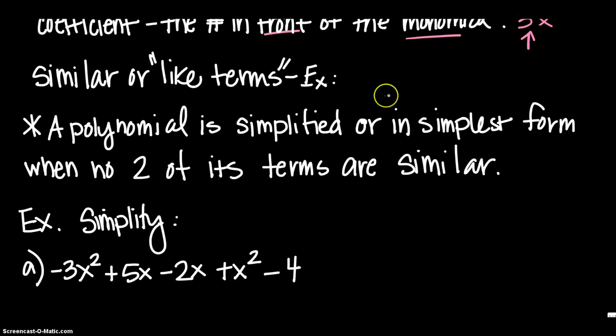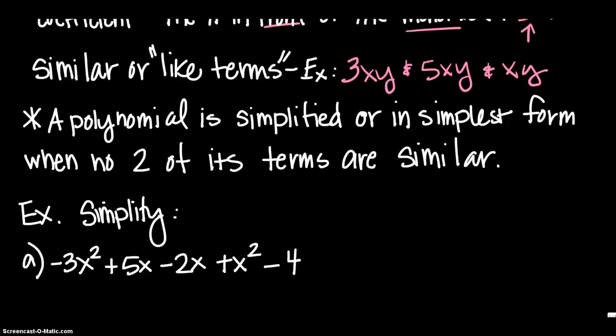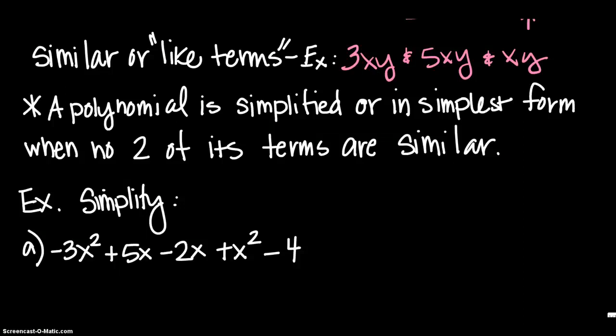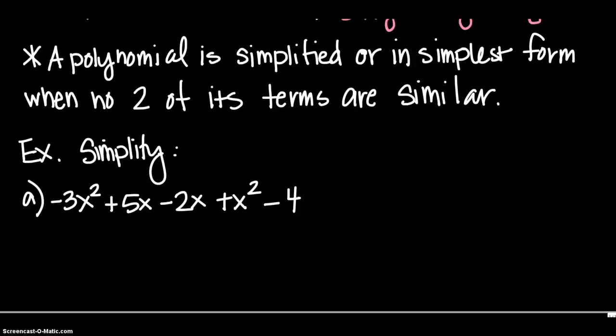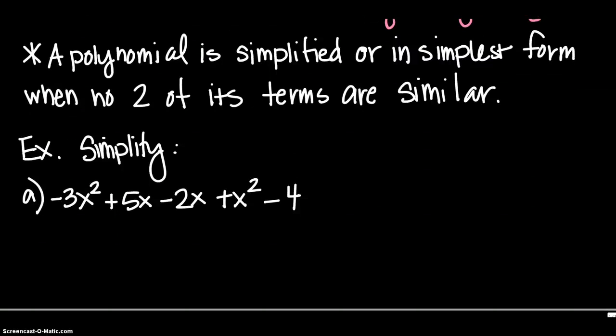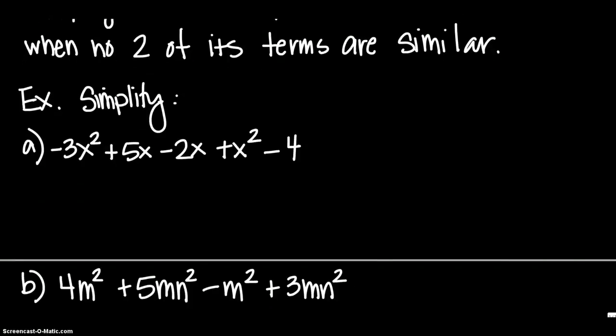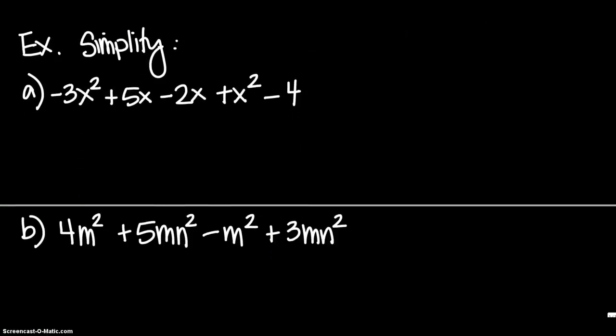Similar or like terms. Again, something you should know by now, but this is just review. So something like 3xy and 5xy, those are like terms. And you could also just have xy by itself. You could even have a negative in front. Those are all like terms. They all have an x, they all have a y. We could add them together, we could subtract them together, and that would be fine. A polynomial is simplified, or in simplest form, when no 2 of its terms are similar. So you can't add anything else and you can't subtract anything else from it because there's nothing else to add together.